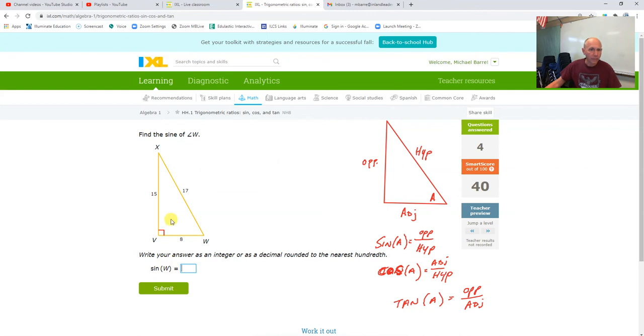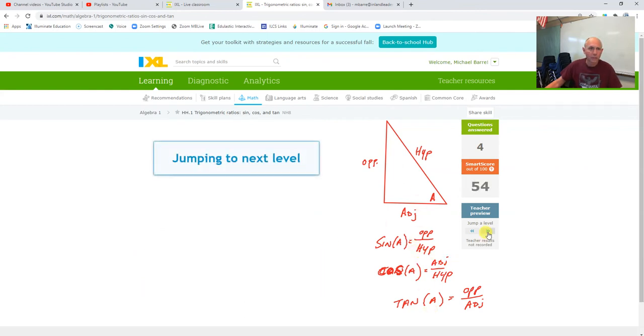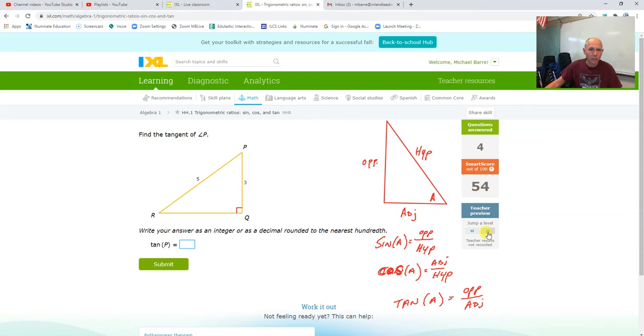All right, I'm happy that I've gotten the basic notes correct. I'm going to jump a level, see how it changes. Tangent of P. Ooh, do you see what it's doing? Interesting. It's forcing us to use the Pythagorean Theorem. Tangent is opposite over adjacent, but I don't have the adjacent. So I'm going to have to use Pythagorean Theorem. Remember Pythagorean Theorem? I hope you do.